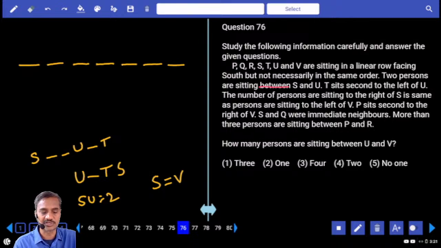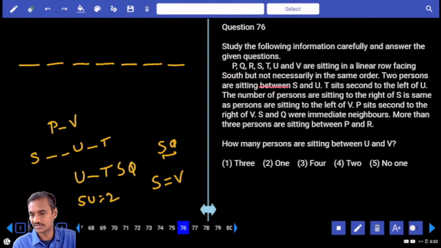And P sits second to the right of V. Now this P is seated second to the right of V, P and V. S and Q are not our immediate neighbors. Now, which 2 persons are immediate neighbors? S and Q are immediate neighbors.